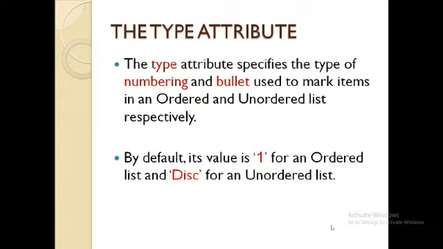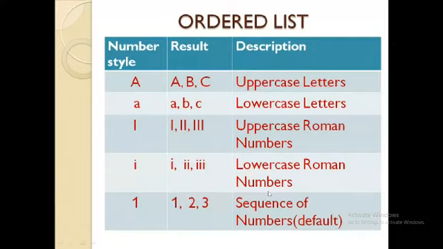The type attribute. The type attribute specifies the type of numbering and bullet used to mark items in an ordered and unordered list respectively. By default, its value is 1 for an ordered list and disc for an unordered list. As you have already understood about this disc attribute in your last session. Now, how does this type work? Number style and its results and description.